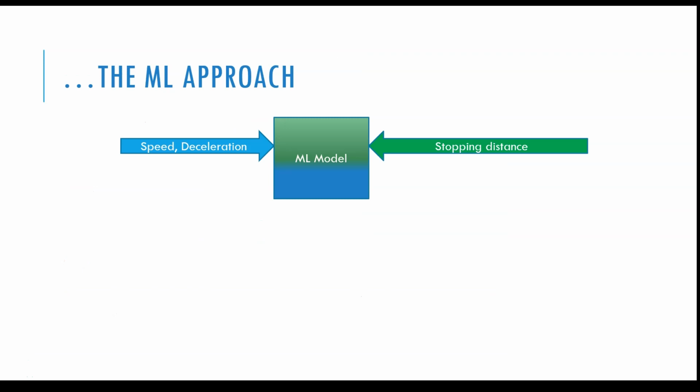How does the ML approach differ? This diagram shows the three components of the ML approach. In the center, we have the ML model, which we'll be discussing later. And then the two key inputs. On the one hand, we have the speed and deceleration, which is similar to the traditional approach, but we also include the known stopping distances. So how does the model actually work?